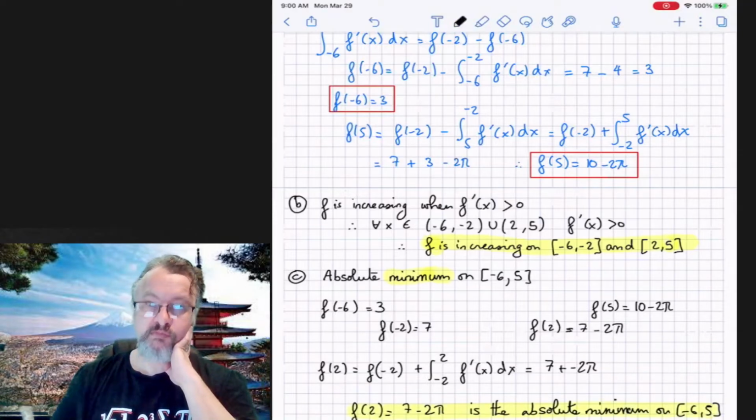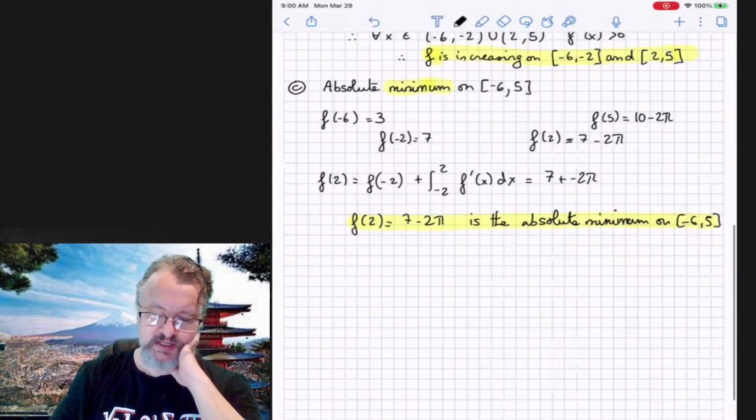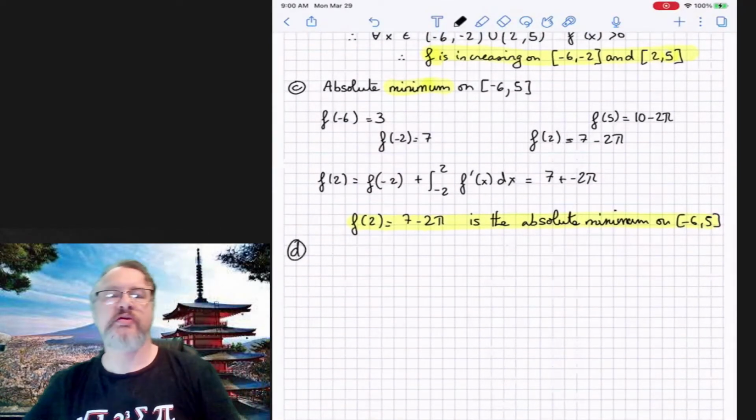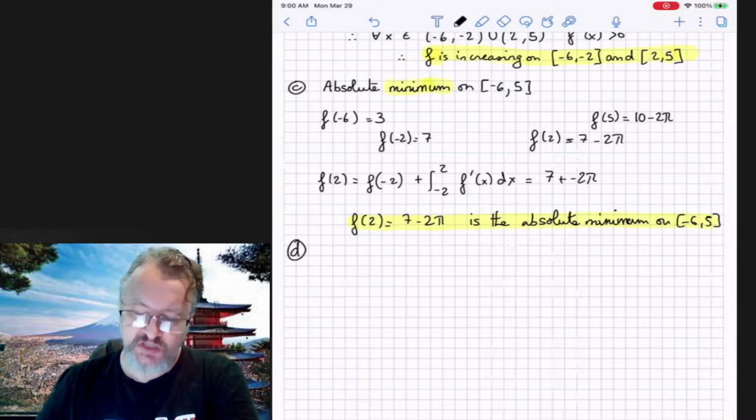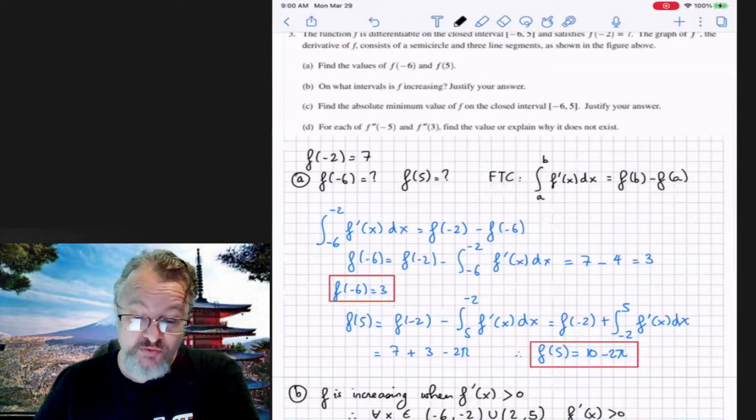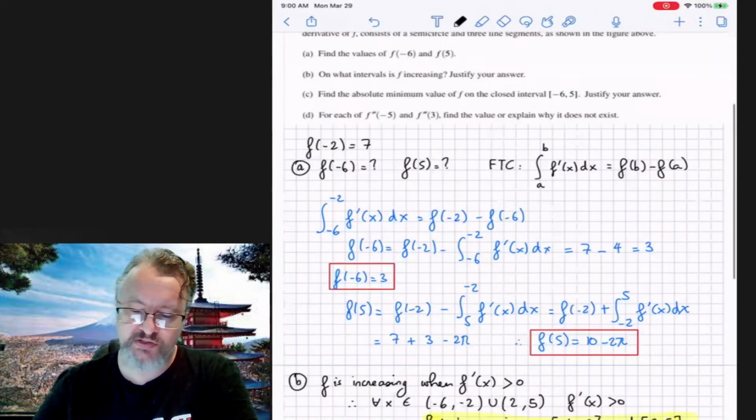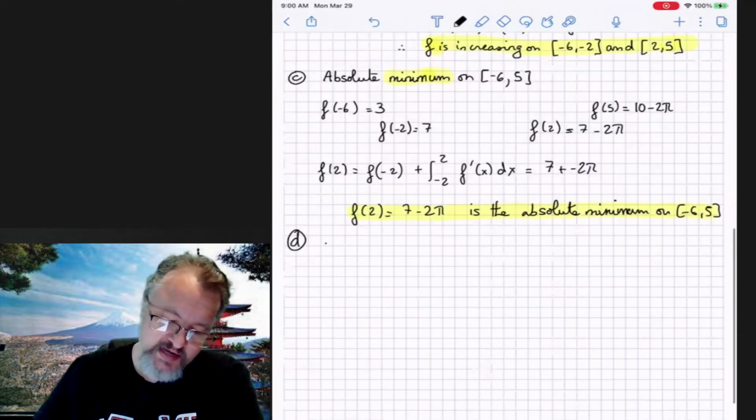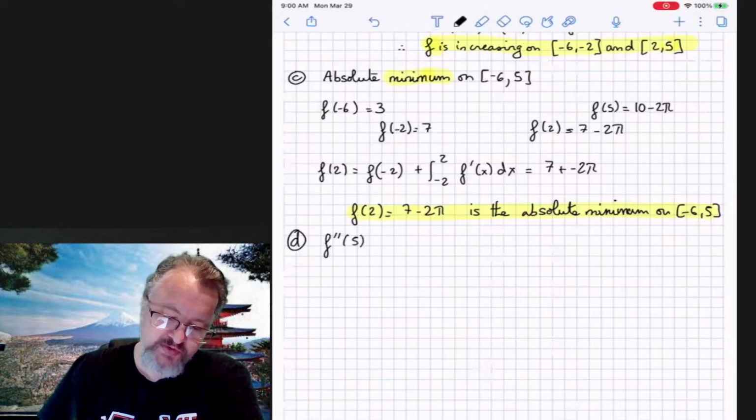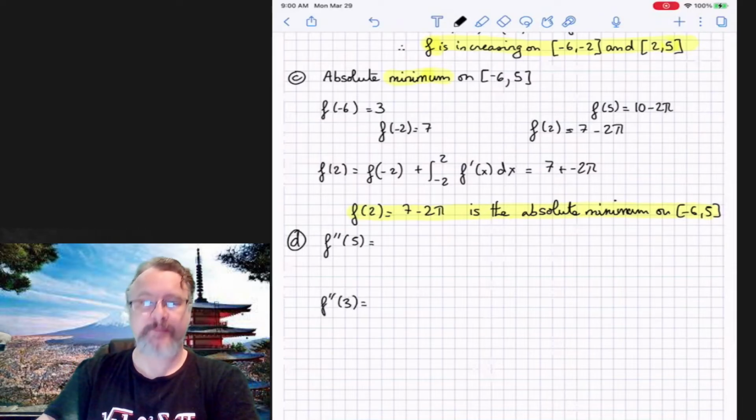Okay. Well, we're making good progress. We're almost done with this one. Okay, let's look at D now. All right, so for each of f double prime at -5 and f double prime at 3, find the value or explain why it doesn't exist. So we want f double prime at -5, and we want f double prime at 3.